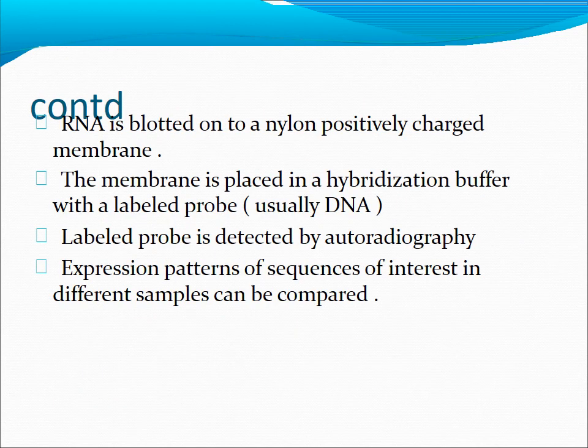Now, RNA is blotted to a nitrocellulose membrane or positively charged membrane. Now the membrane is placed in a hybridization buffer with a labeled probe. What is the probe? That is complementary to that RNA or DNA. The labeled probe is detected by autoradiography. The expression pattern of the sequence of interest in different samples can be compared.